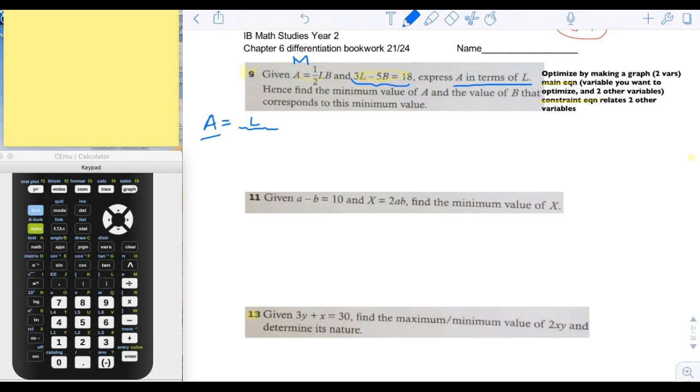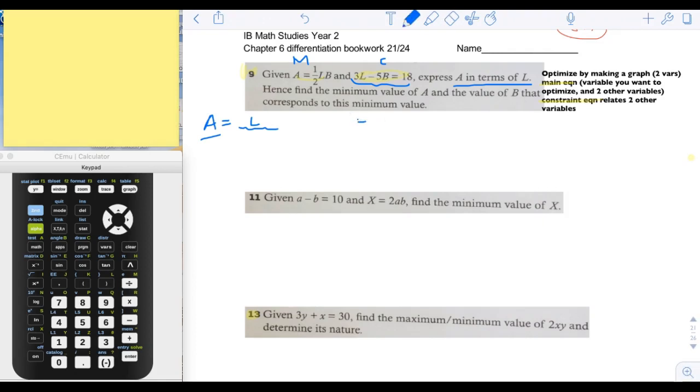We're going to use the constraint equation. The constraint equation has 3L minus 5B equals 18. We want an expression that gets rid of B, so we want to solve for B: B equals something in terms of L. Then we can put that in for the B in the main equation, and we'll get rid of the B's. So let's figure out what the constraint equation is in terms of B.